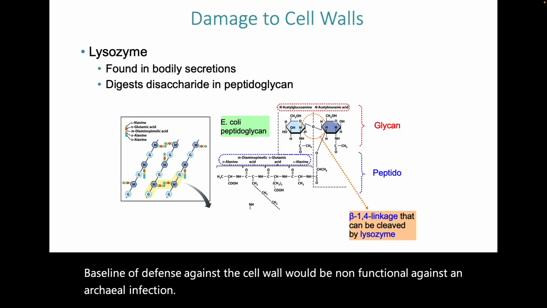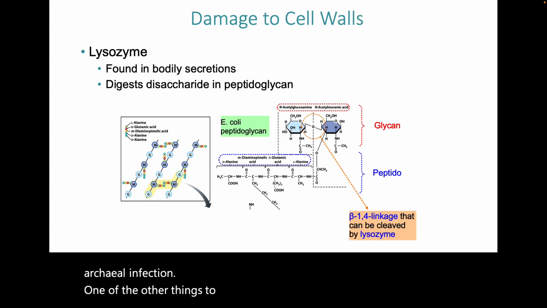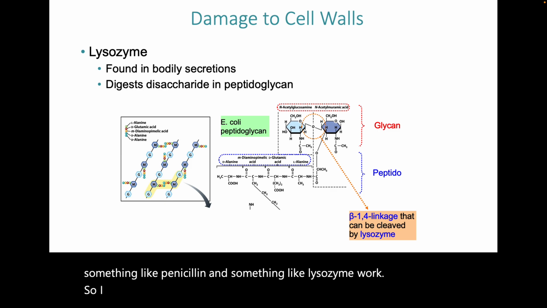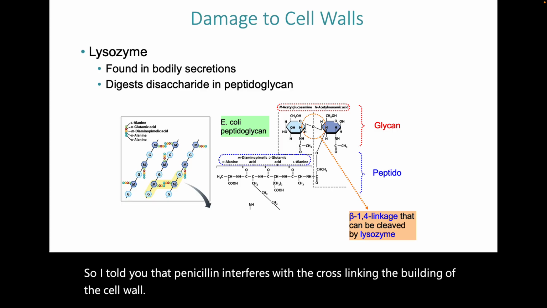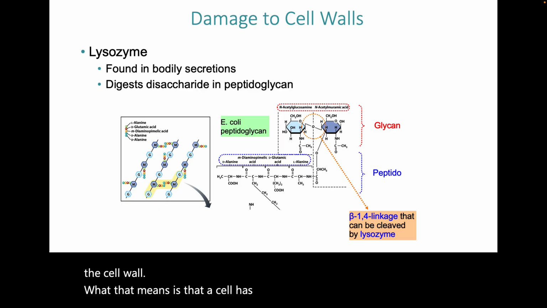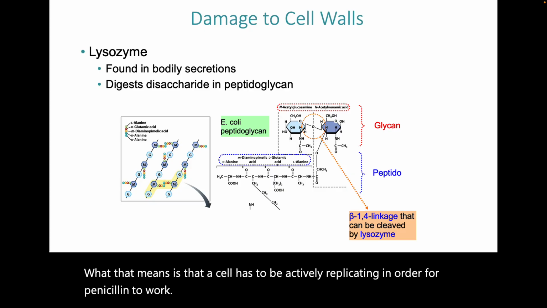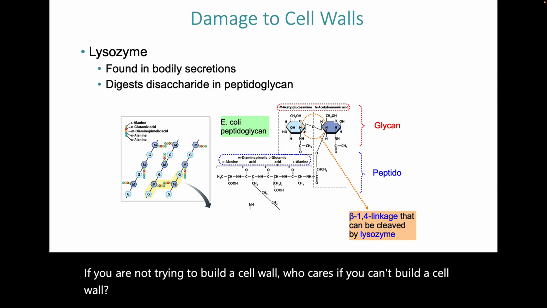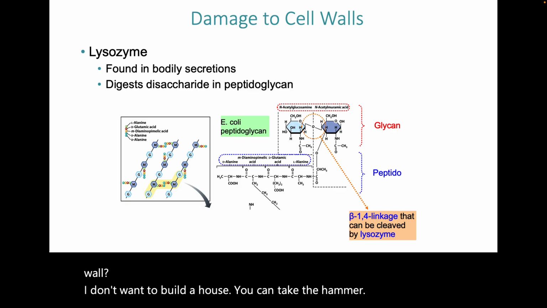One of the other things to think about is the difference between how something like penicillin and something like lysozyme work. So I told you that penicillin interferes with the cross-linking, the building of the cell wall. What that means is that a cell has to be actively replicating in order for penicillin to work. If you are not trying to build a cell wall, who cares if you can't build a cell wall? I don't want to build a house. You can take the hammer. Doesn't hurt me any.